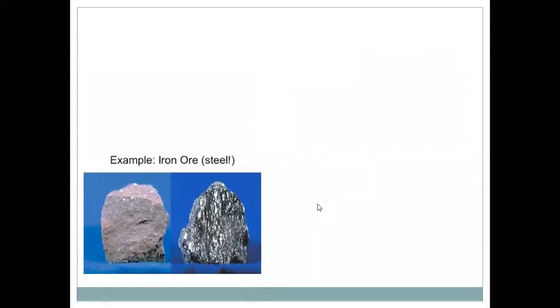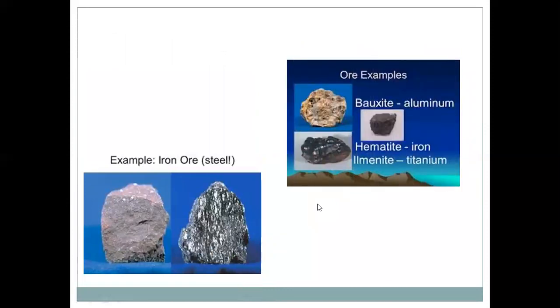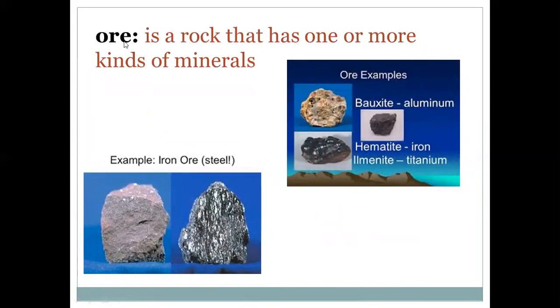Right, so let's move on to the next word. And this is, by the way, the last one for the vocab. We have the word ore. Ore is a rock that has one or more kinds of minerals. Actually, this is a mineral which has metal inside, and it is usually extracted by being mined. Okay, so those are the words that we have in the vocabulary of this lesson.